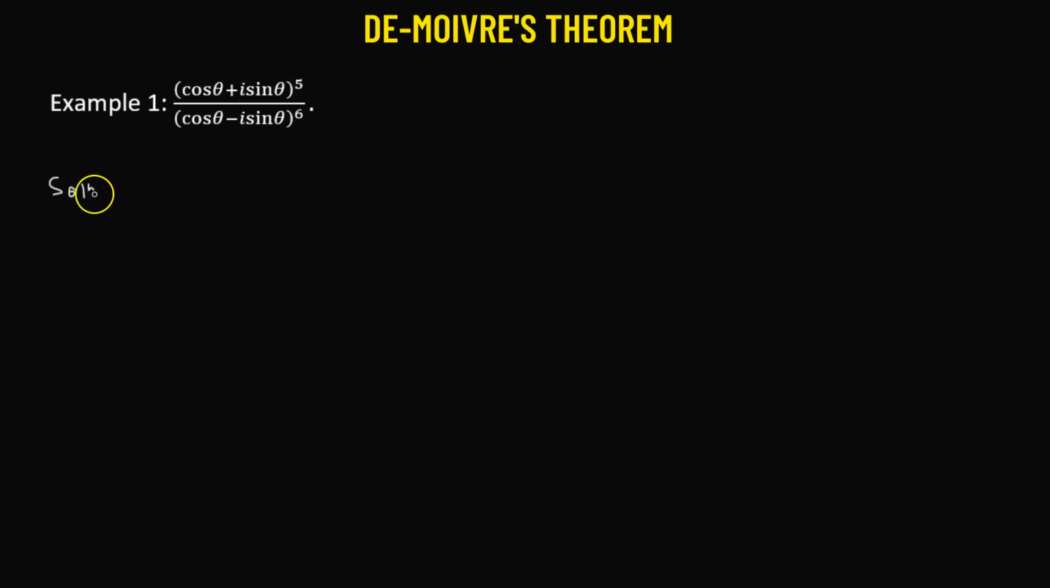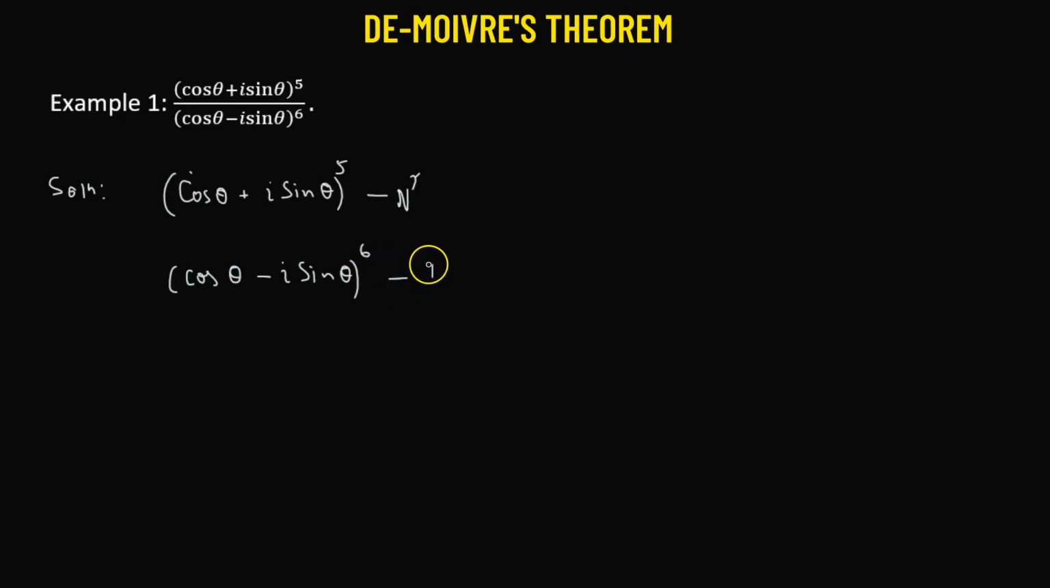So here we have (cos θ + i sin θ) raised to the power of 5. This is the numerator part. We'll leave it the way it is, and the denominator is (cos θ − i sin θ) raised to the power of 6. Right, this is the denominator. But what we'll do is try to rewrite the denominator.